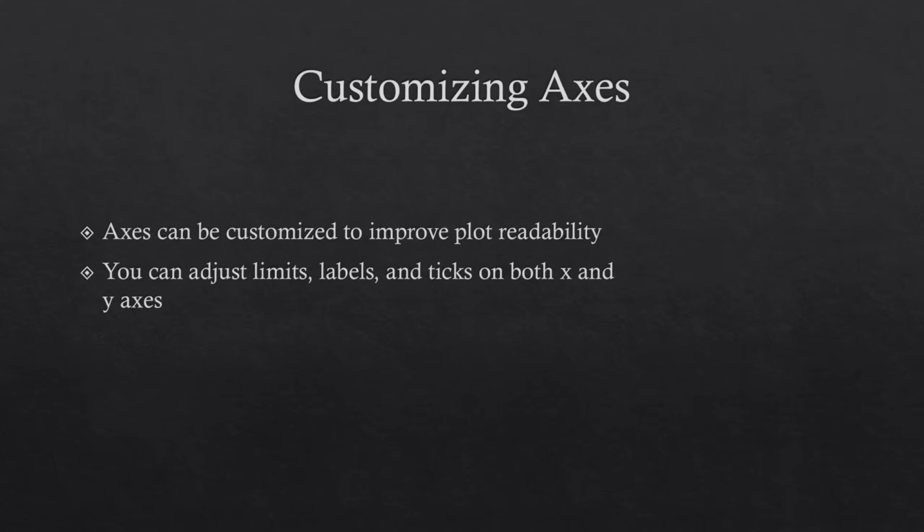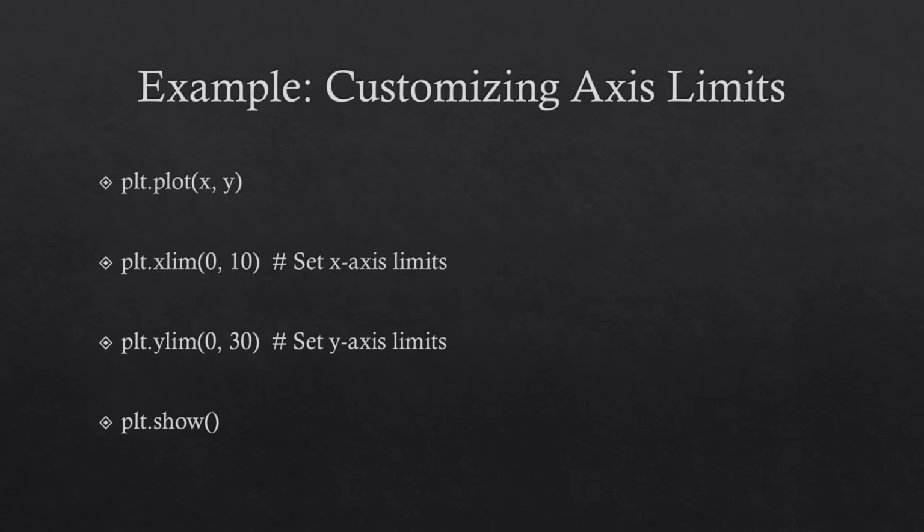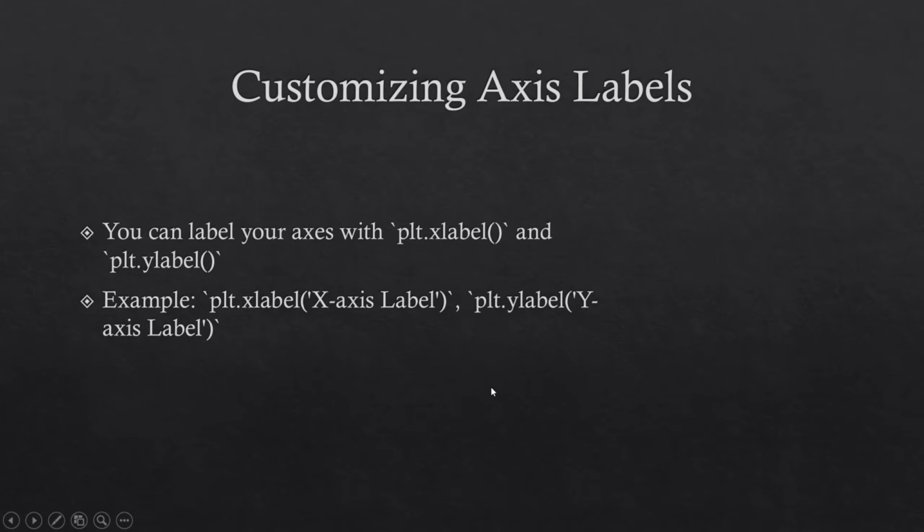Axes can be customized to improve plot readability. You can adjust limits, labels, and ticks on both the x and y axes. To set the limit for the axis, use plt.xlim and plt.ylim. plt.xlim 0, 10 and plt.ylim 0, 30 limit the x-axis to 0 to 10 and the y-axis to 0 to 30. plt.plot x, y, plt.xlim 0, 10, plt.ylim 0, 30. plt.show. Customizing axis limit.